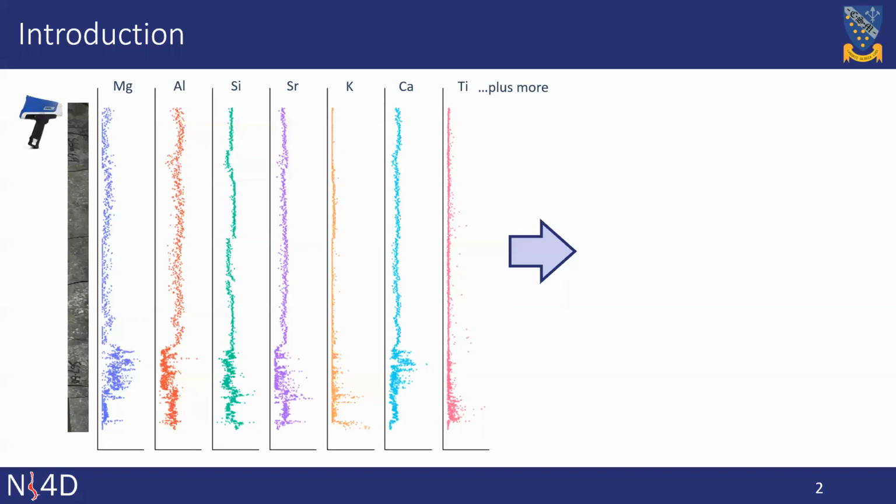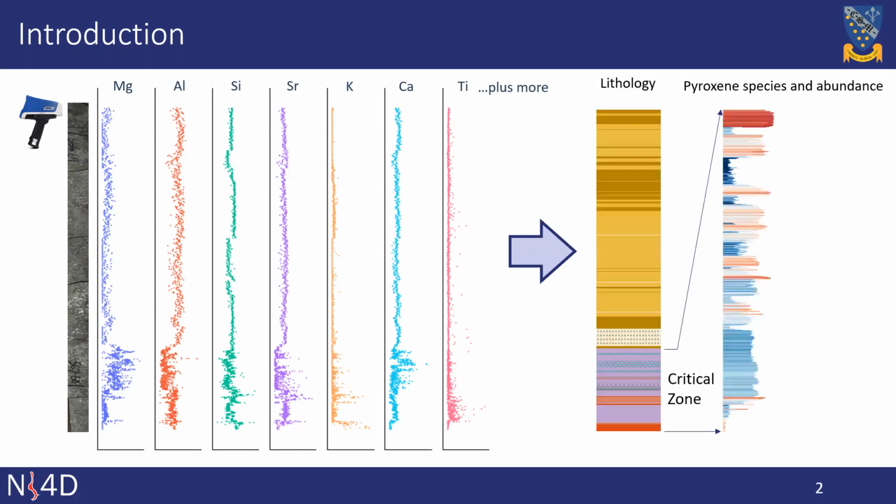So my thought is that we should try and do some stuff to this data to make it a little bit more interpretable, perhaps. So what I'm going to present today is a way that we can try and predict a lithology log directly from the pXRF data. And also where we have the right data available, and this is in the critical zone, predict pyroxene species and relative abundance. That part, the mineralogy part's a little bit of an afterthought. So I'll mainly be focusing on the lithology part in the talk today.